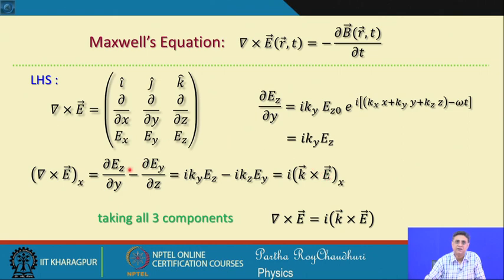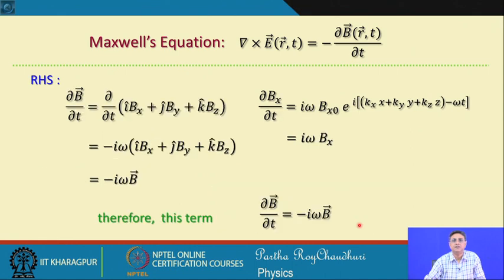And if we consider the other two components, namely the y component and the z component of del cross E, we will end up with two more expressions: i into (k cross E) y component, and i into (k cross E) z component. Putting all three components together, we can write that del cross E is equal to i k cross E. So, this is again a very interesting relation.